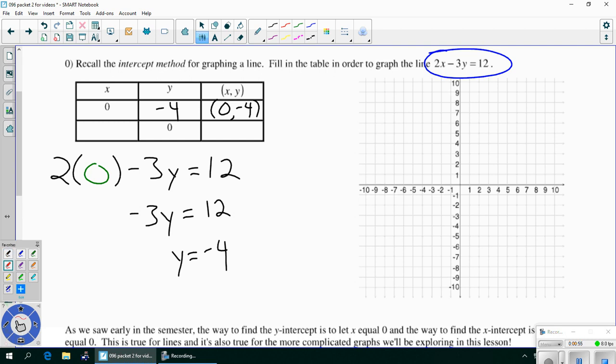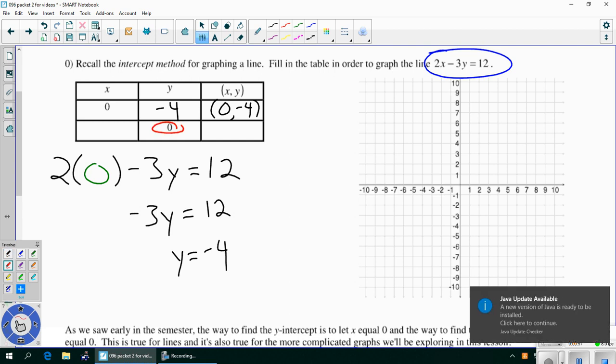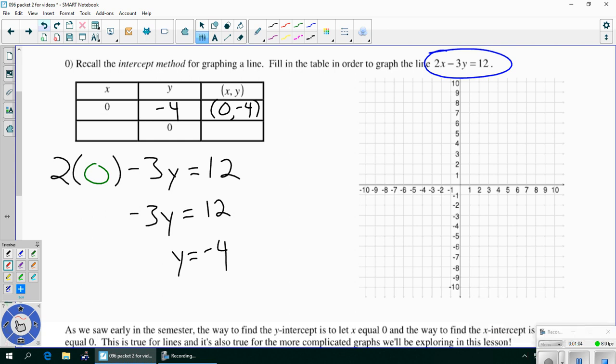Similarly, now in the second row, y is 0. So let's go ahead and take again that same blue circled equation and change the y to 0. So here I am copying the whole thing, 2x minus 3, and then instead of y, we're going to put 0. 3 times 0 is 0. 2x minus 0 is just 2x. So if 2x equals 12, then x must be 6. Put that right there. And this is now the point 6, 0.